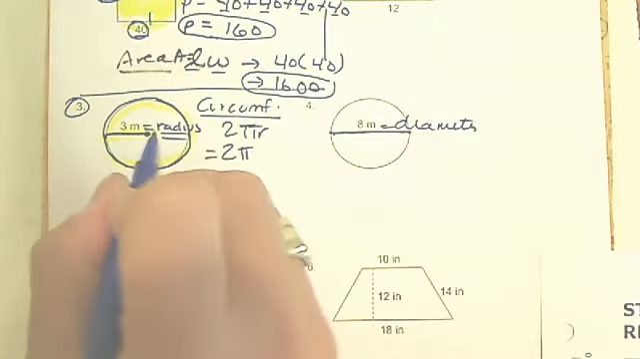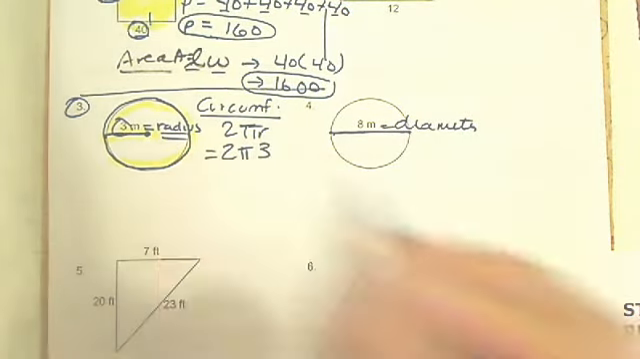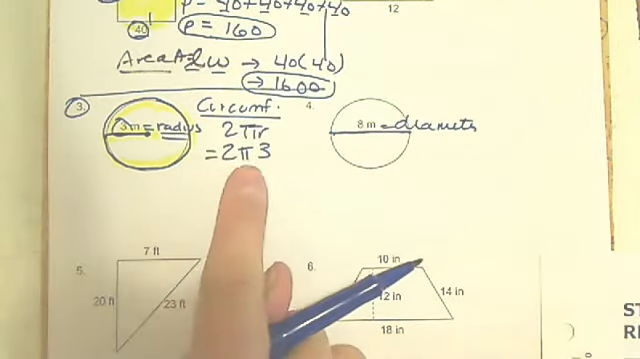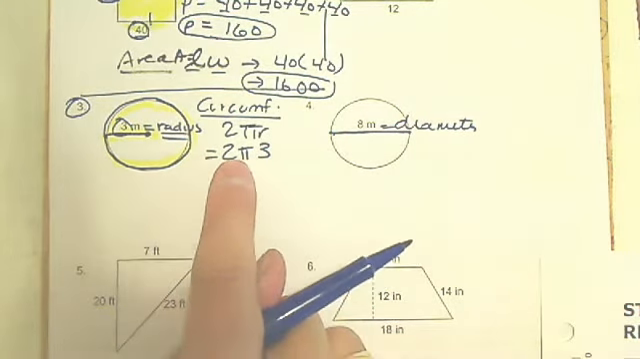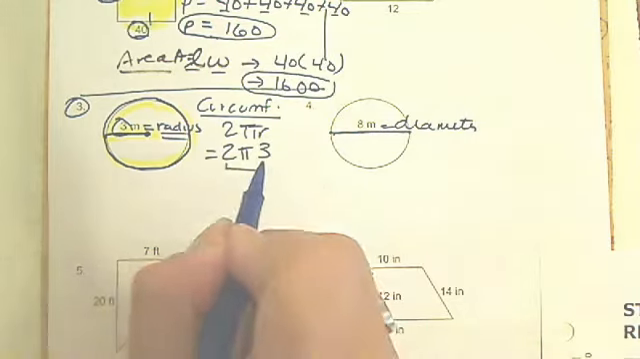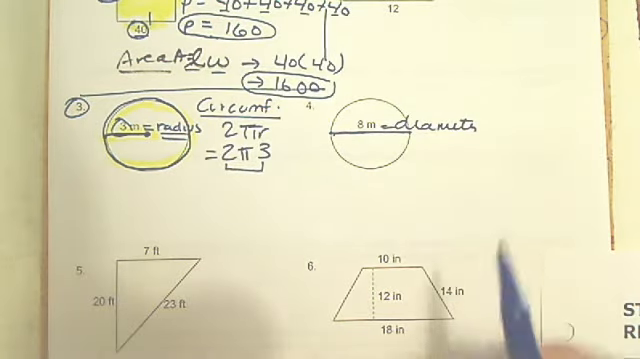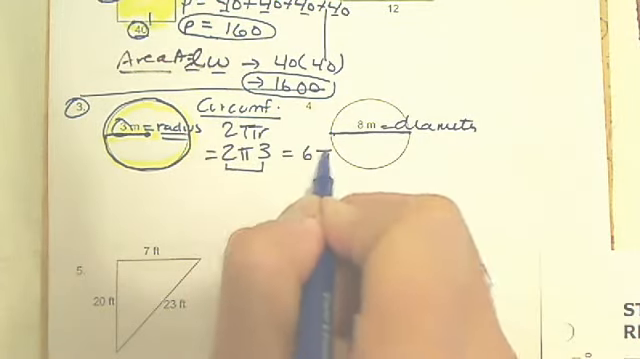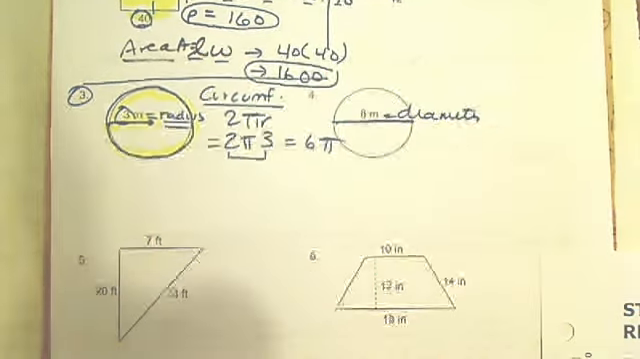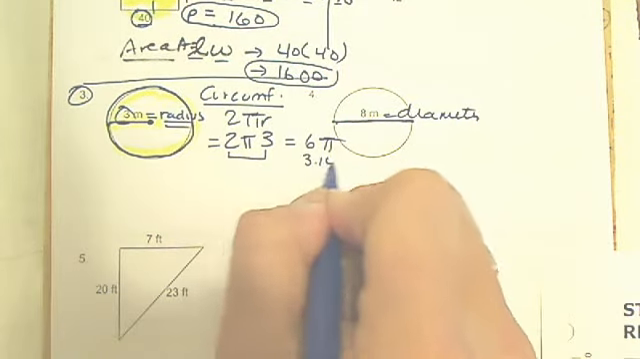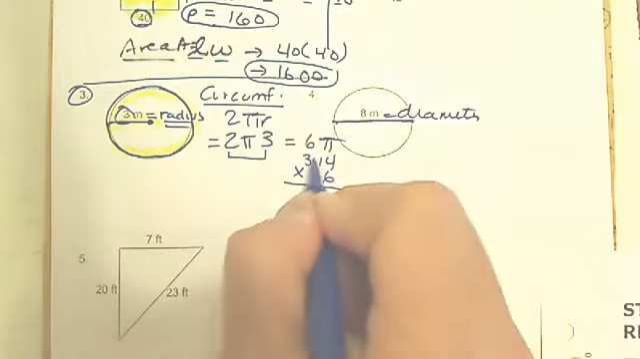2 pi r, radius is 3. 2 times pi times 3. Do the whole numbers first. 6. Okay, then you get 6 pi. And then here, you're going to multiply 3.14 times 6.